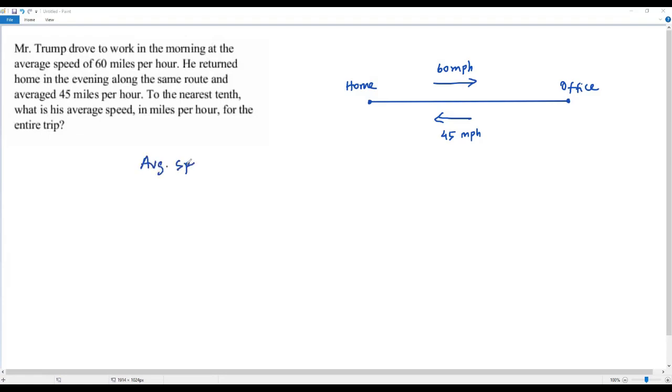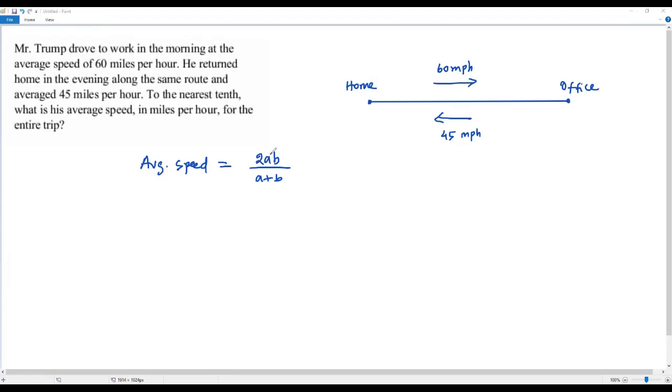Let me write the formula here. The formula to get the average speed is 2AB divided by A plus B. Here A is the speed in one way and B is the speed in the other way. We can use this formula to get the average speed, so the distance covered at both speeds must be the same. Then only this formula will work. In case the distance at the first speed and the distance at the second speed are different, we cannot use this formula. Actually, this formula comes from the harmonic mean.